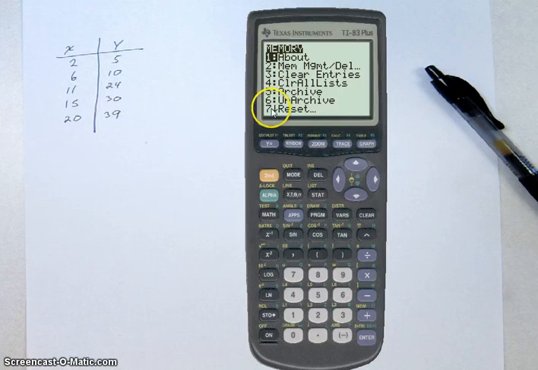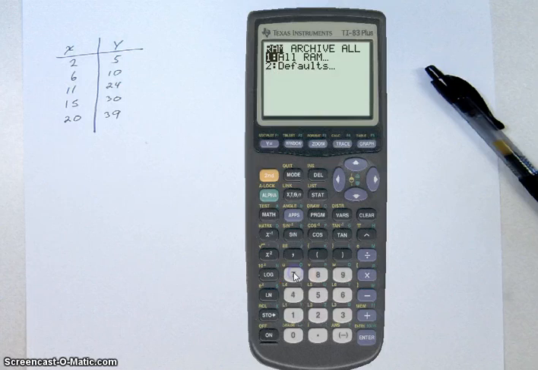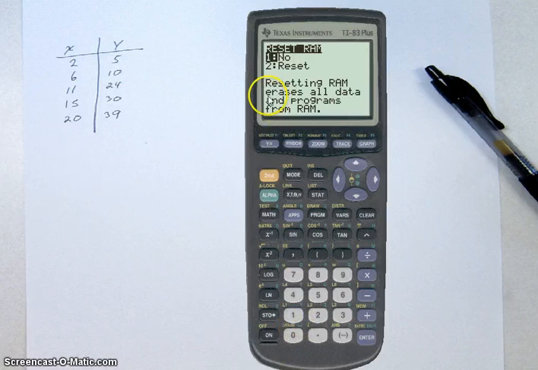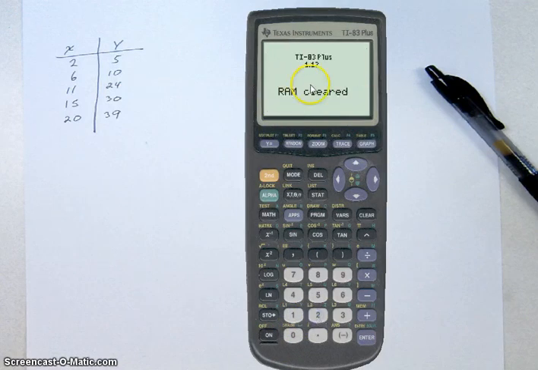Next, you'll see a list of options. I want the seventh one. You can scroll down to 7 and hit enter, or you can hit the number 7 and that does the same thing. I want to clear all the RAM, so hit 1, and then it's going to ask you, are you sure? And then hit 2 because you are sure you want to do that. Now everything's cleared out of your calculator and it's ready to go.